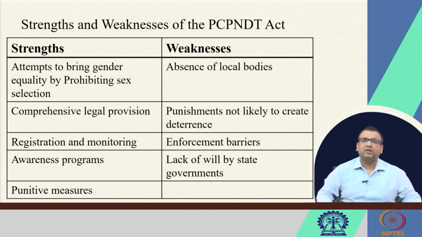But there are still a few weaknesses or limitations of this Act: the absence of local bodies, and punishment not likely to create any deterrence. There should be very strict punishment against the persons who are doing such things. There are also enforcement barriers and lack of will on the part of state governments. These are the few limitations or weaknesses of this Act to be removed by making amendments in this Act.